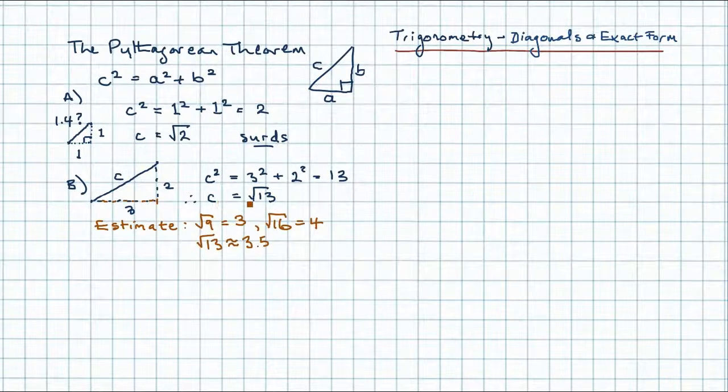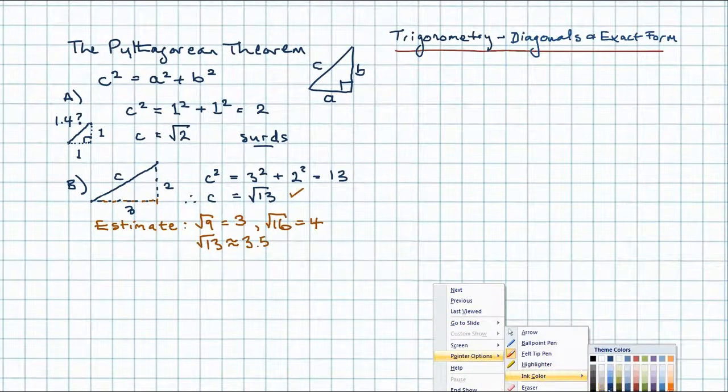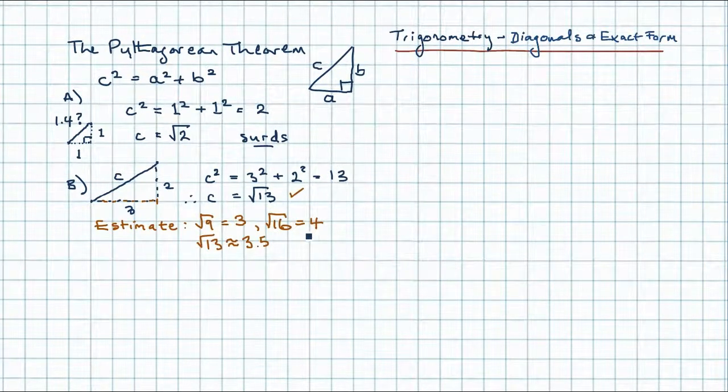So if root 13 is approximately equal to 3.5, then our answer that c equals the square root of 13 is most likely correct. Okay, so always a good idea to do a check, make sure we haven't made any slips, and this is a good way of doing it. Find the root that's going to give us a whole number below, in this case 13, and above gives us root 9, root 16, 3 and 4, and the estimate there is between 3 and 4, 3.5. So that's a good way of checking. Okay, let's do another one.